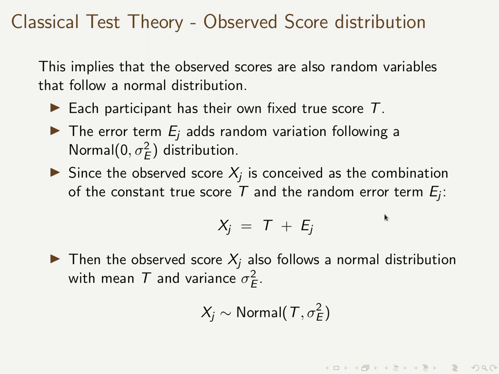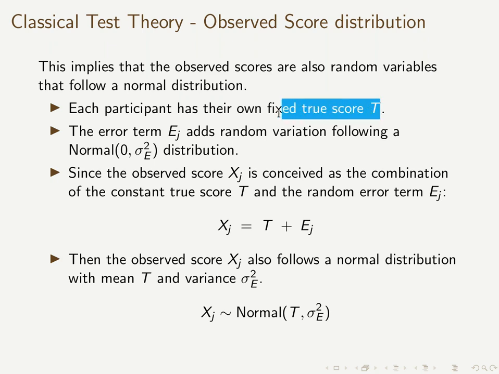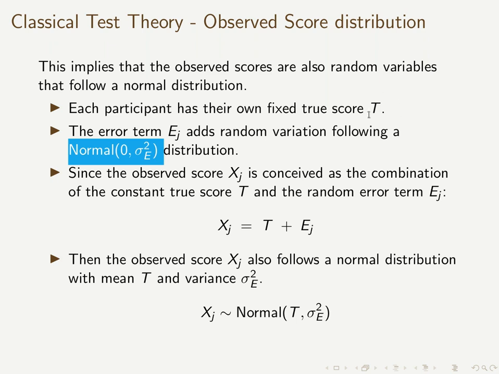And by imposing this probability distribution on the error term, we are also saying that the observed scores are going to behave as random variables that also follow a normal distribution. Why is that? Well, let's break it up into single steps. If each participant has their own fixed true score, and this fixed true score doesn't change across my measurements, and then the error term adds some random variation that follows this normal distribution to the true score, well, then the observed score is going to be a combination of this true score and this extraction from a normal distribution.